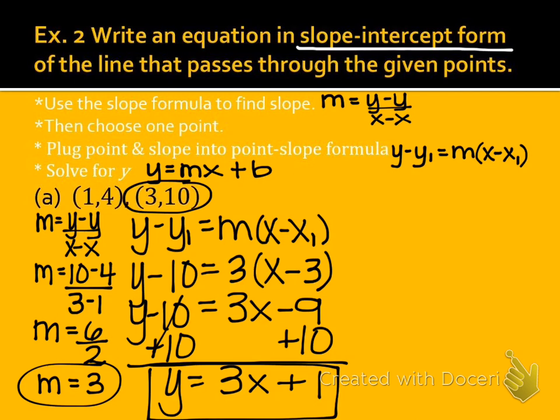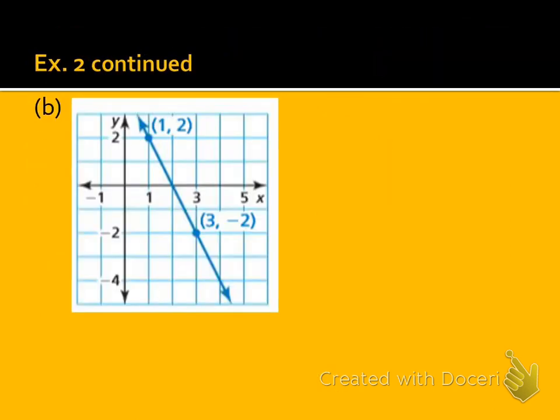So now I know what to do. If I'm just given 2 points, one of them is not my y-intercept, and I want to put it in slope-intercept form, these are my 4 steps. Okay? All right, now let's look at letter B. You got to follow those steps again. The only difference now is I'm given a graph. And I love graphs because I can really quickly find my slope.